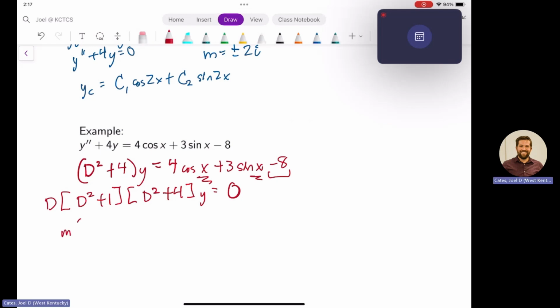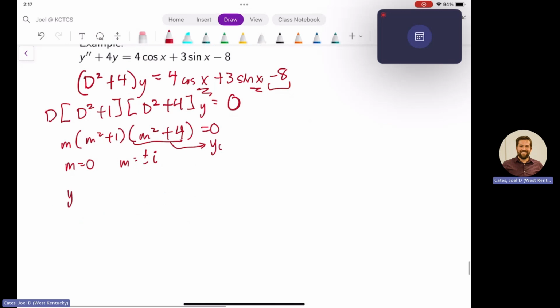Move into the auxiliary equation that goes with this. I've got m times m squared plus 1 times m squared plus 4 is equal to 0. So I get additional solutions of m is 0 and m is plus or minus i. Again, we already dealt with that with our complementary solution. So in our particular solution, to this point, we have that it's equal to c sub 3 plus c sub 4 cosine of x plus c sub 5 sine of x.